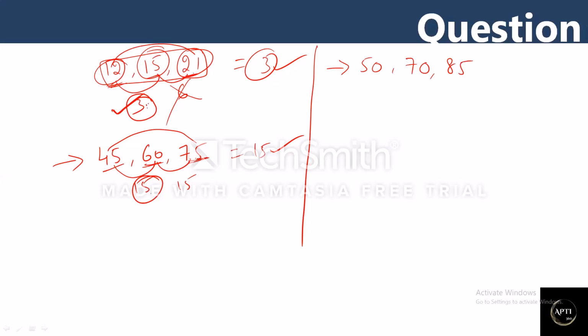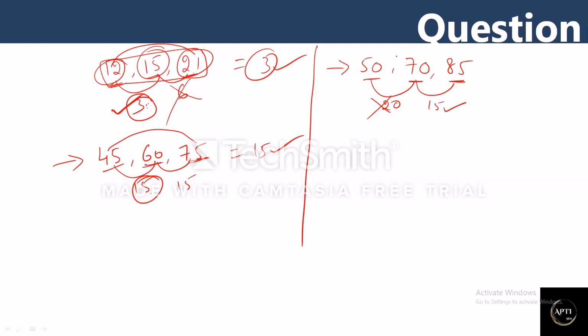Now, what's the first step? Just look at the values: which two values have the least difference? 70 and 85, the difference is 15. If I take the other two, the difference is 20. And 50 to 85 is more than 15. So don't consider all differences, only focus on 15. But I can't say that 15 is my highest common factor, because there is one more step left.